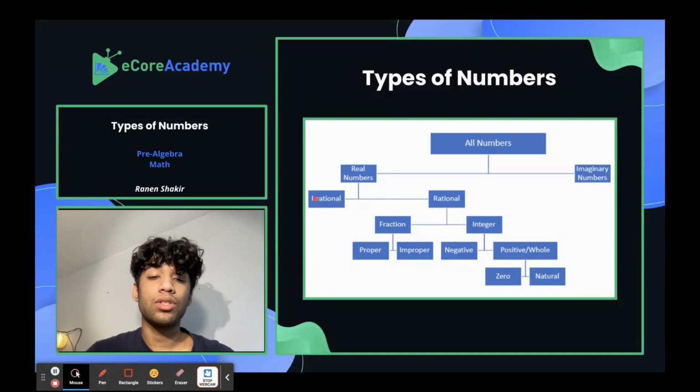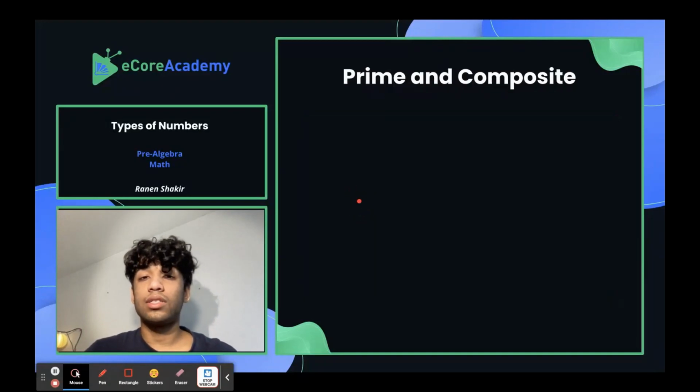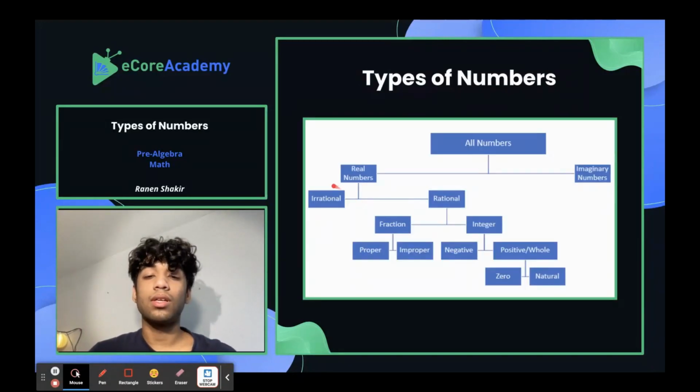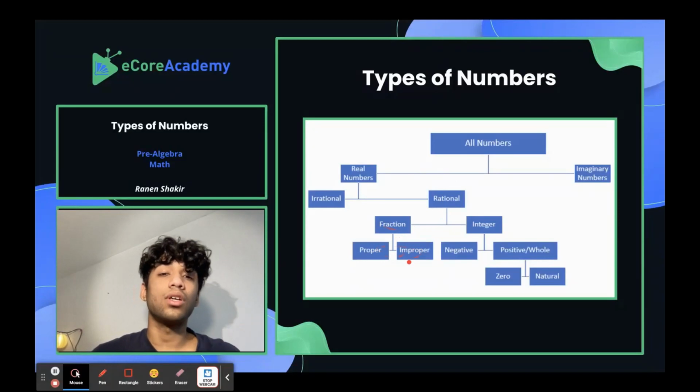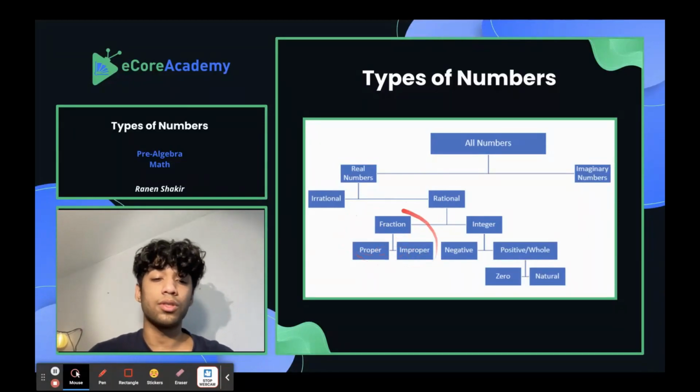So irrational numbers are something that cannot be written as a decimal or a fraction or a ratio. And we have rational numbers, which can be written as p over q. And under rational numbers, we have fractions, and we have proper and improper fractions. We have a whole unit on fractions, so we will go over what all this means.